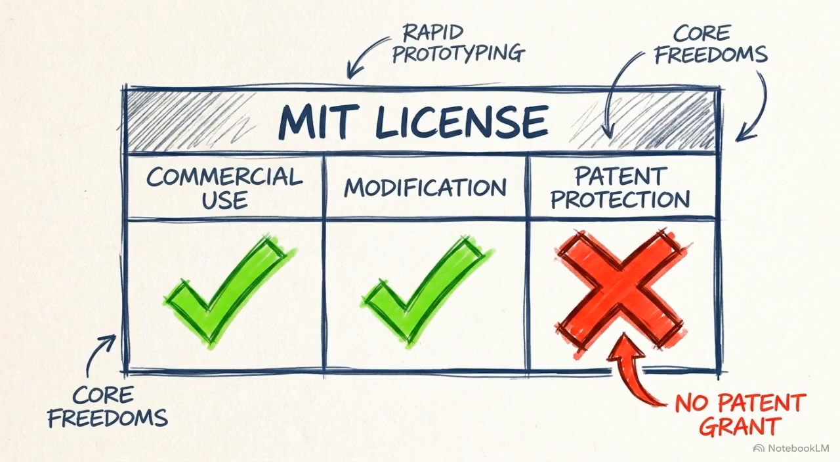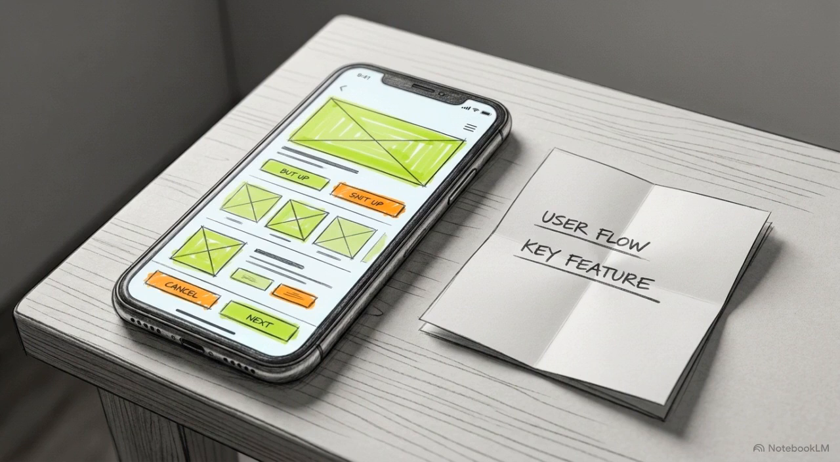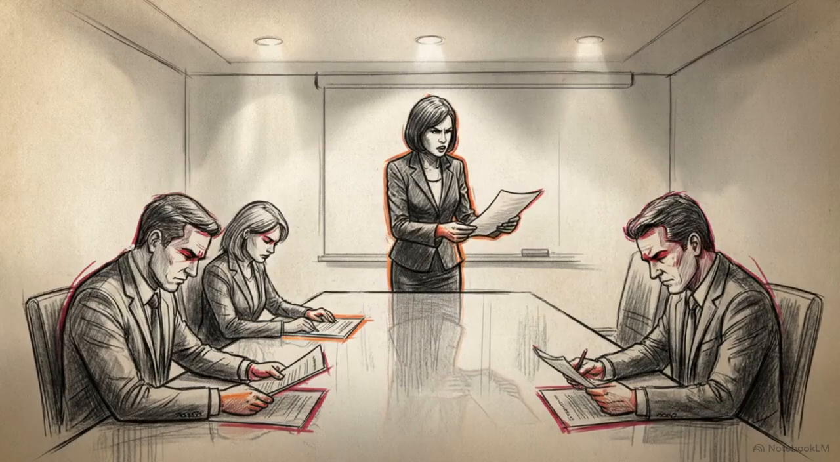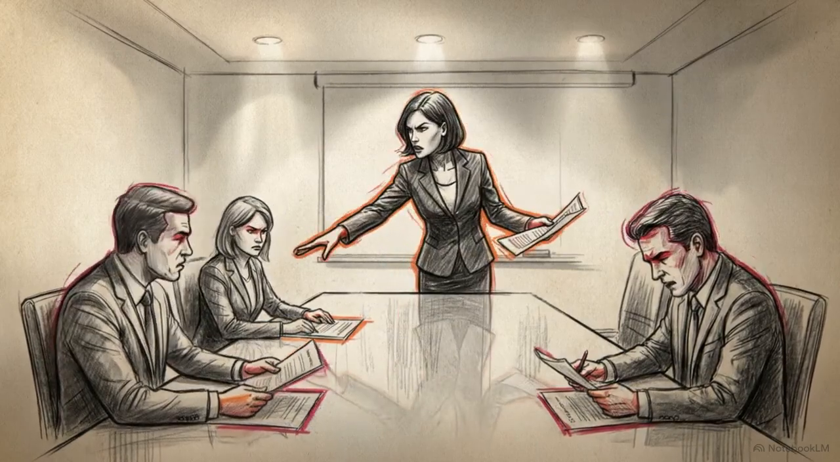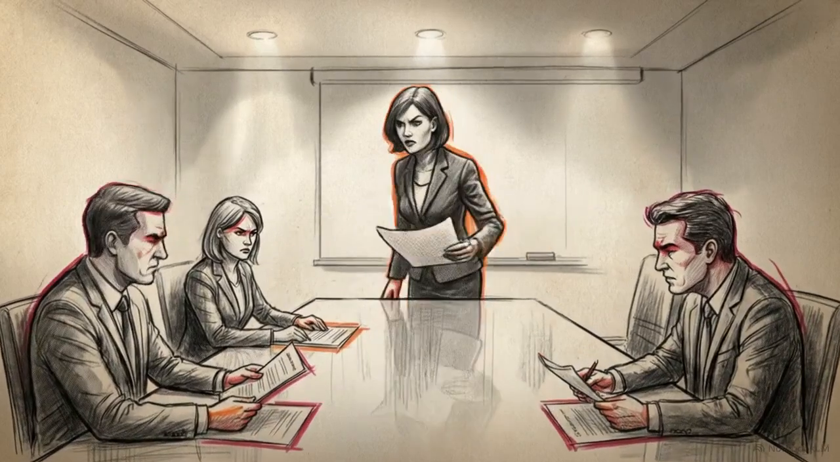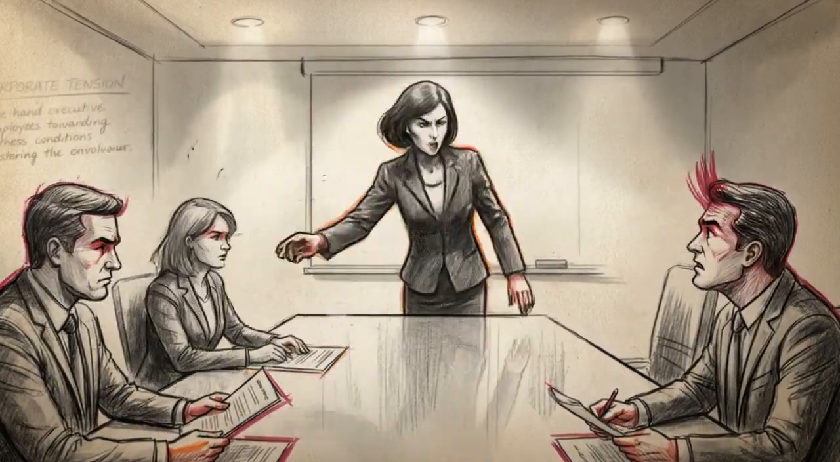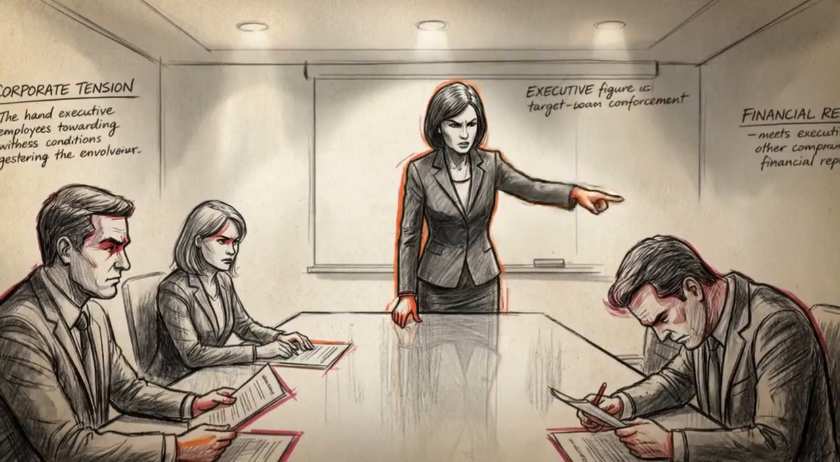The MIT license is a common alternative for rapid prototyping. It keeps the core freedoms of commercial use and modification, but shows a red X for patent protection. MIT is highly efficient for developers because of its simplicity, but it lacks the explicit patent language found in Apache 2.0. For small projects, this is minor. But at a massive enterprise scale, lacking an explicit patent grant introduces a distinct risk to your intellectual property.